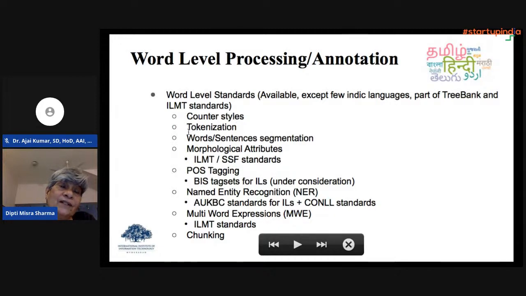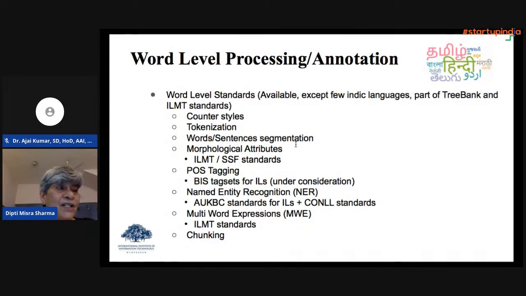For tokenization, what is the notion of a token itself is an issue. Then segmentation: many of the Indian languages are very rich in morphology, so word segmentation itself is an issue.